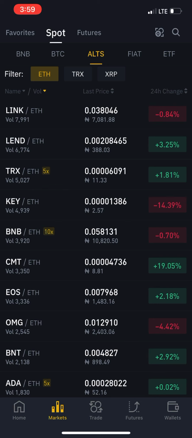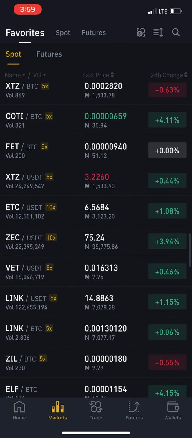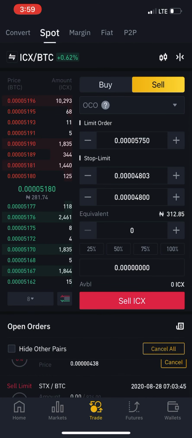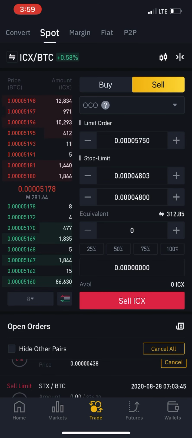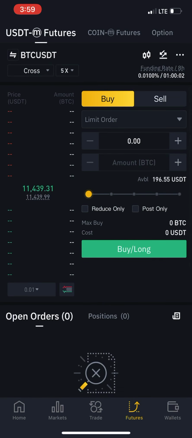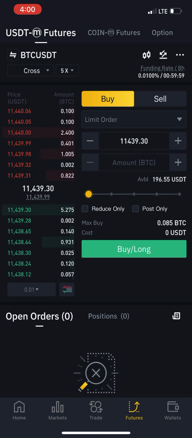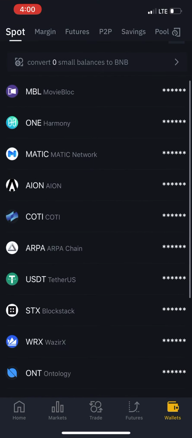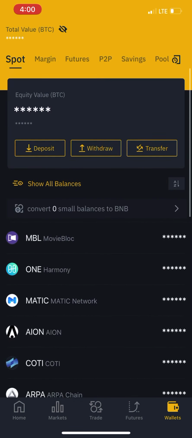So these are my favorites. As a beginner, you should start with spot. Forget about futures. You are going to understand much more about futures later. Now this is trade, where you set your buy price or your sell price. This is futures, which you are not going to be using. And now this one is your portfolio.